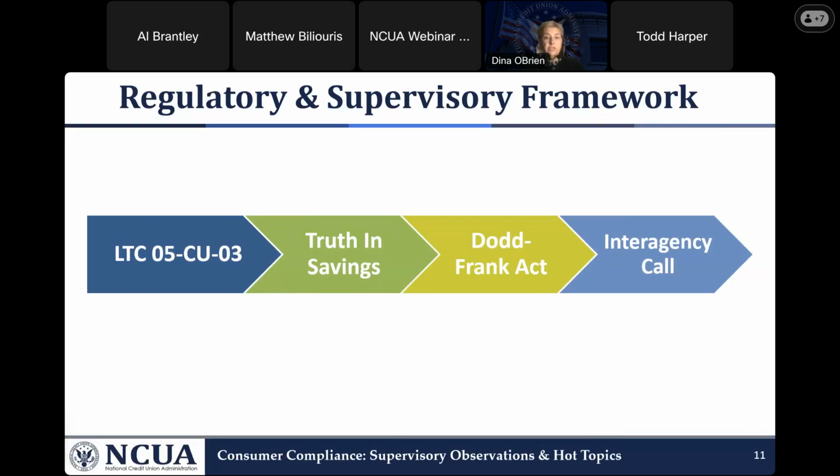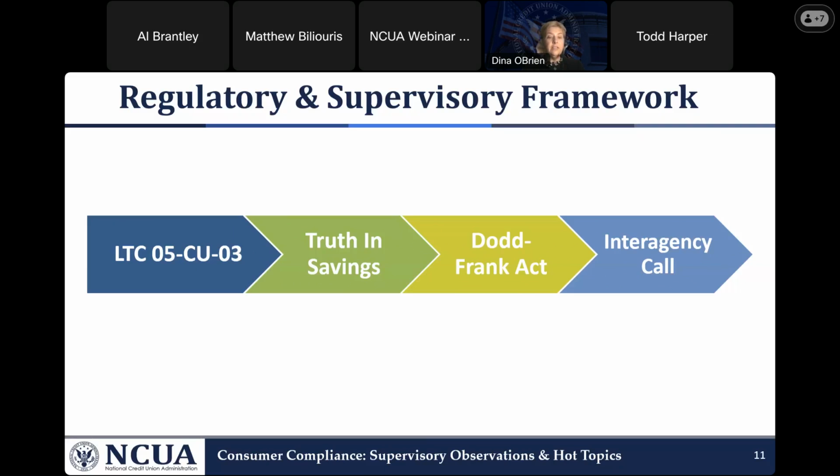The NCUA's supervision of credit unions includes reviewing overdraft policies and procedures to determine if a credit union is exposed to heightened reputation and consumer compliance risk or is vulnerable to potential litigation. Our review of this area dates back several years. In 2005, NCUA joined Federal Financial Institutions Examination Council, or FFIEC, members to provide interagency guidance about overdraft products by issuing Letter to Credit Unions 05-CU-03.